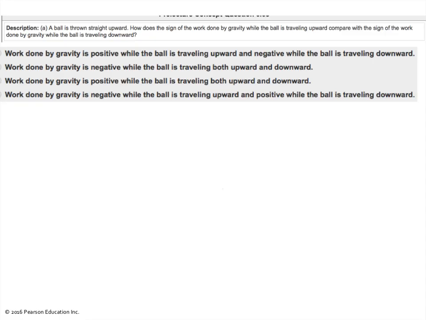Okay, so then we're talking about a ball that goes up, then it comes back down, and again, we want to talk about the work done by gravity. mg is the force that's going to act on this ball the whole time. And we can notice that on the way up, they're in opposite directions. Another way to think about it is the angle between the force and the displacement is going to be 180 degrees, and the cosine of 180 is equal to -1. So the work is negative going up.